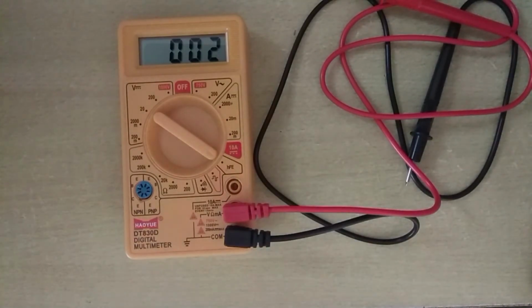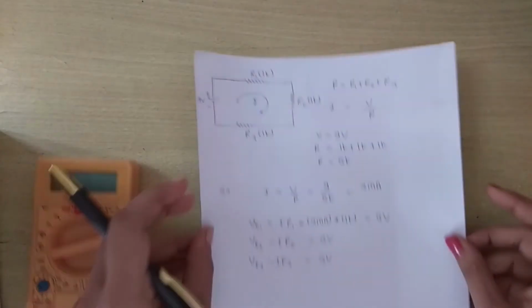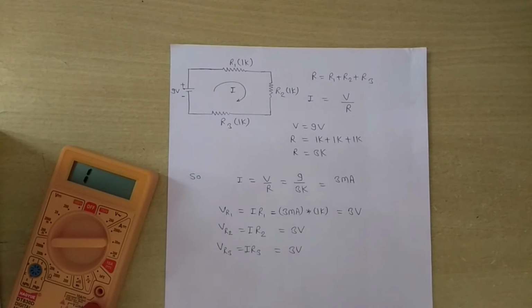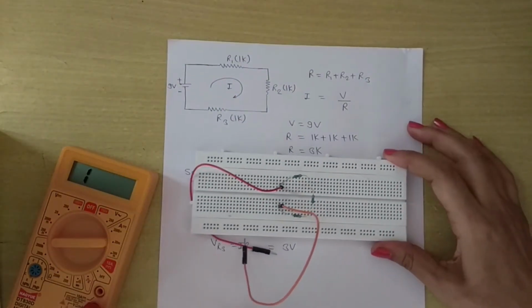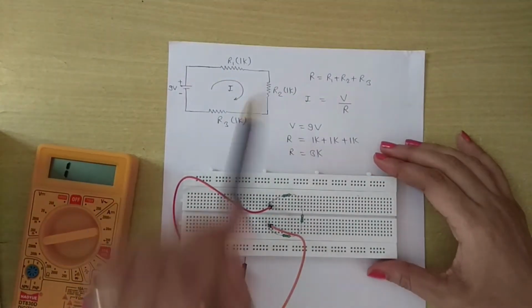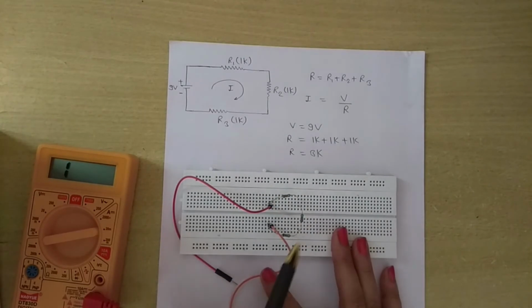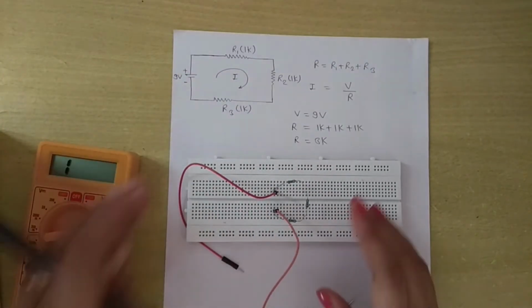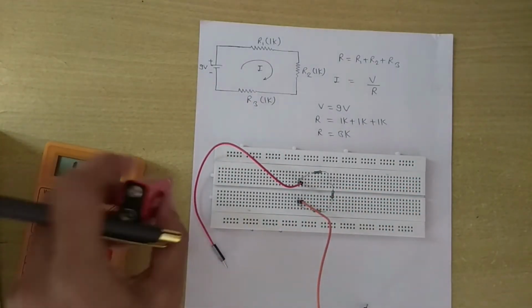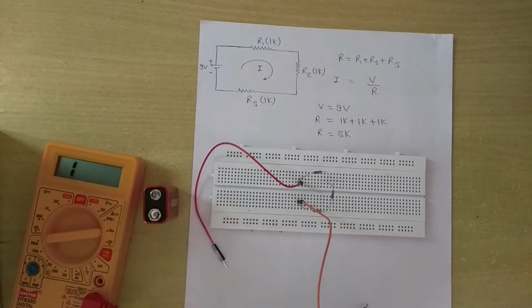So let us start how to measure voltage and current using a multimeter. So this is a circuit which I have made on a breadboard. There are 3 resistances of 1K. I connect these 3 resistances of 1K and a 9 volt battery. For the 9 volt battery connection I use these 2 wires. I have this 9 volt battery and I will connect it through the battery connector.